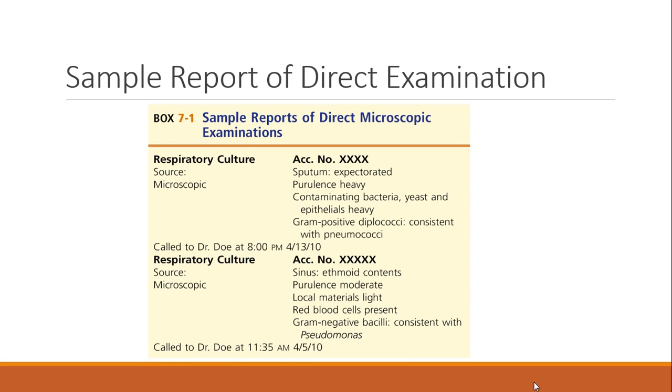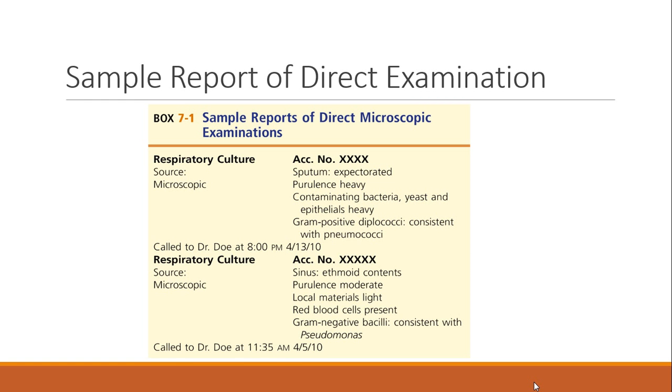So here's an example of a report. It's a respiratory culture. It gives us a source: an expectorated sputum. In the microscopic exam, we saw contaminating bacteria, yeast, and a lot of epithelial cells. So we saw a lot of contamination, right? Not a great sample. We also saw gram-positive diplococci, consistent with pneumococci. I don't say that, but gram-positive diplococci suggests Streptococcus pneumoniae. And here it says that they called the doctor. You may or may not do that.